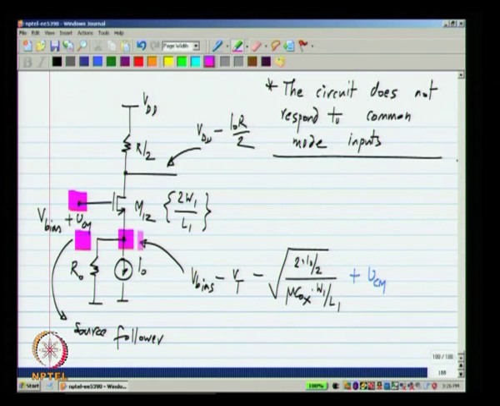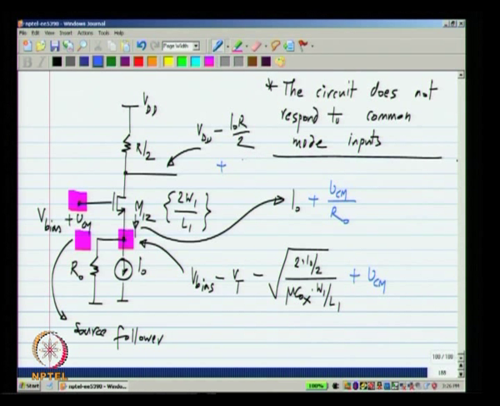So, if the increment is VCM, this R naught, remember, is the incremental resistance of the current source. So, the total current flowing into the source of the transistor was I naught and it will change to I naught plus VCM by R naught. Okay. So, that is the total current, and similarly the quiescent output voltage was VDD minus I naught R by 2. Now, we have this incremental current also flowing into the load.